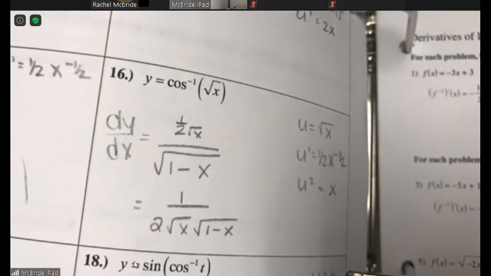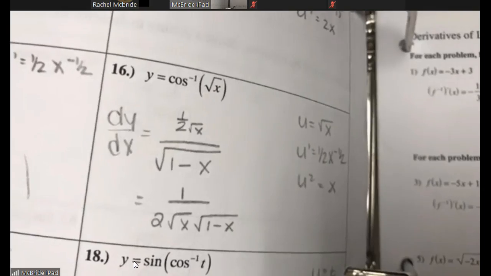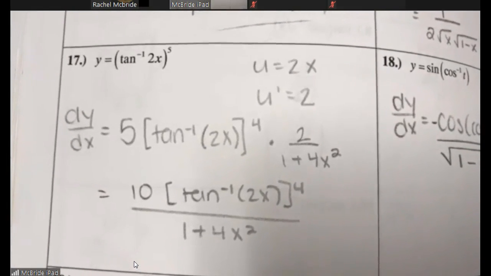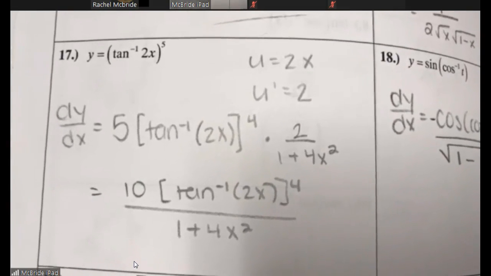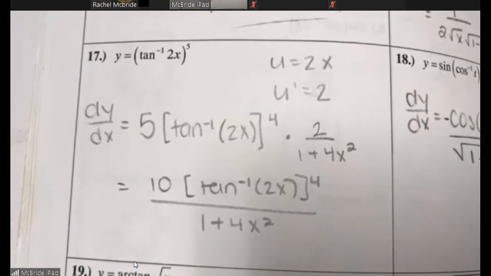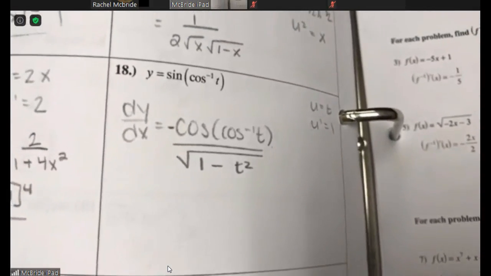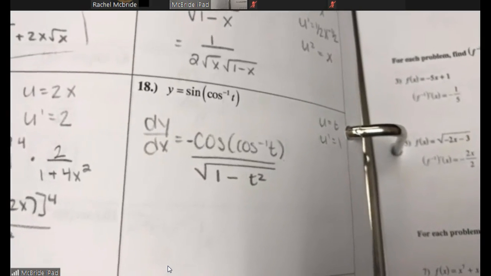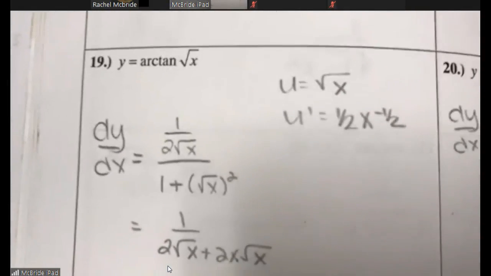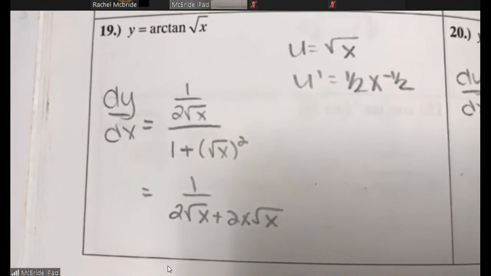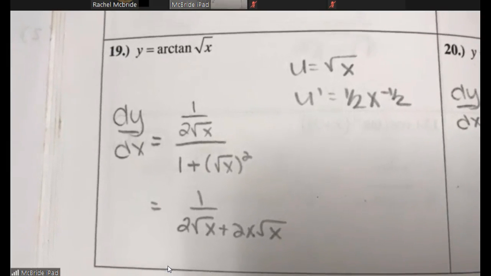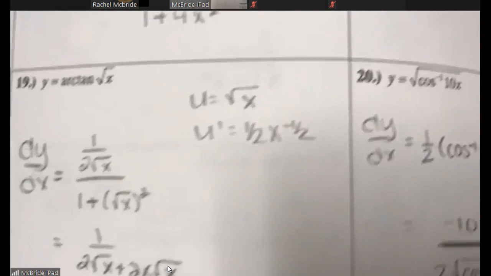16, 17, 18, 19 was the same as 15, just written differently, and 20.